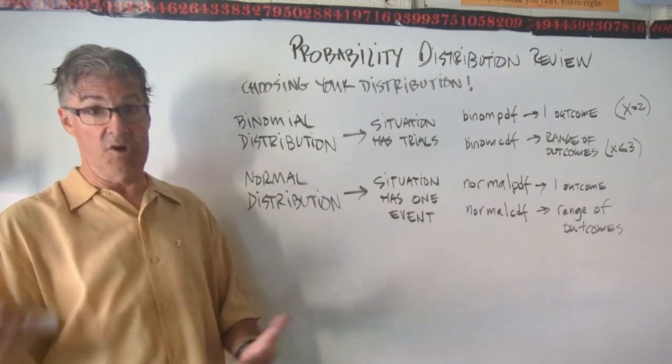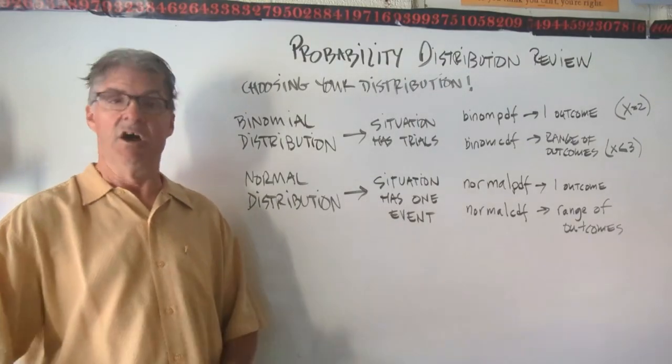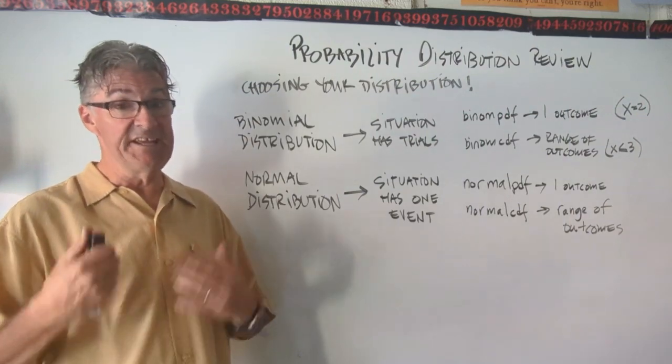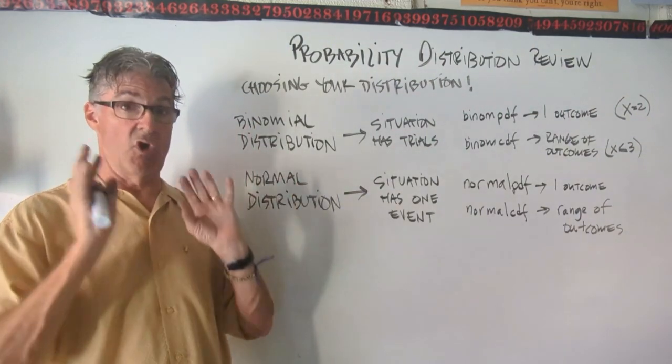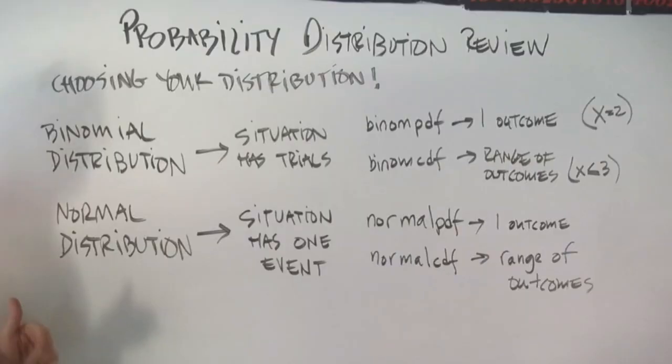Okay, students asked me, when do I use binomial? When do I use the normal distribution? How do I do that? What functions on my calculator do I need to do that? So this board is intended to kind of orient you to all of that stuff. So first off, binomial, normal, okay? When do you use which one?